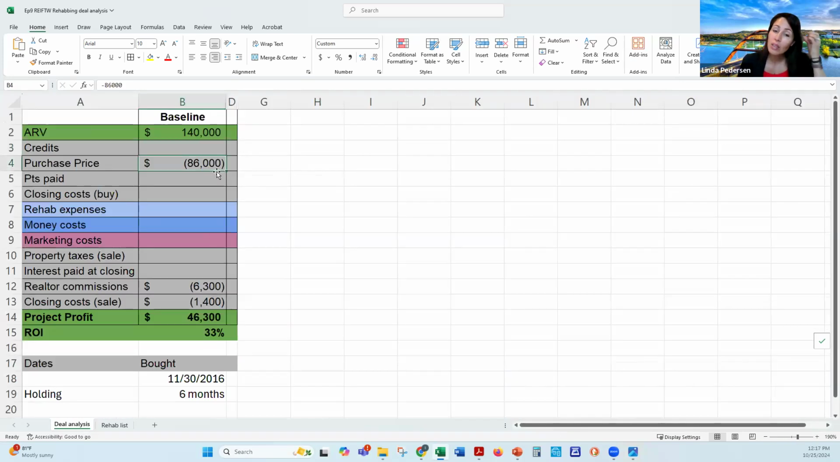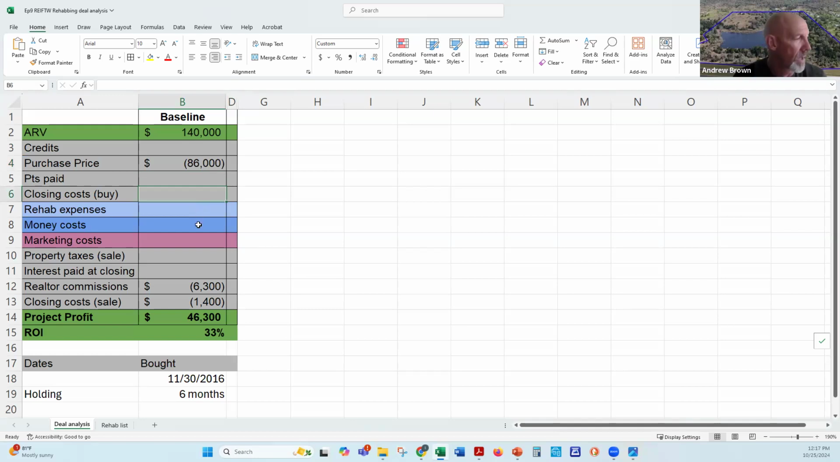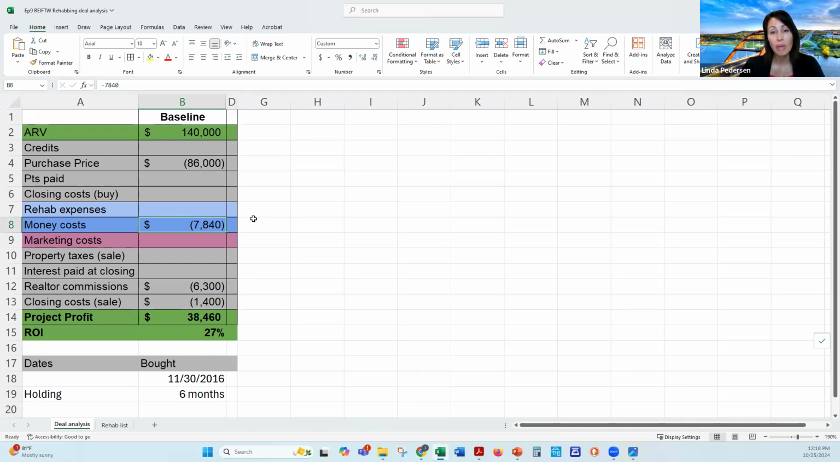So purchase price, what did we think in the beginning, Andrew? I can fill it in because I have what I had. So we had 86,000 for the purchase price. For money costs, I had all in at 7,840. And that was using hard money? Yes, because we didn't have that money sitting around. The financing type was for a full purchase at 87.